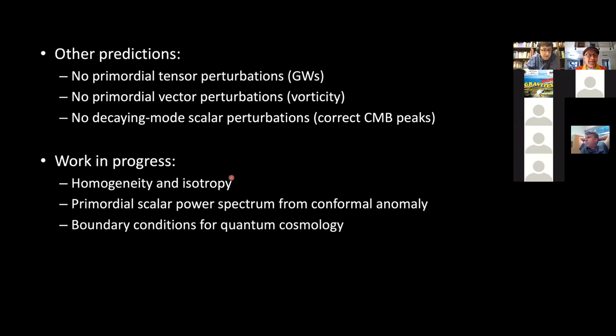Also, we think this gives a new perspective on how to define the boundary conditions for quantum cosmology, using that the paths that one includes in the path integral should lie in this double-sheeted picture and have the appropriate symmetry. And so, in the interest of time, I'll just leave that.